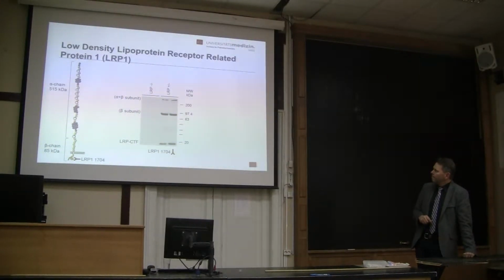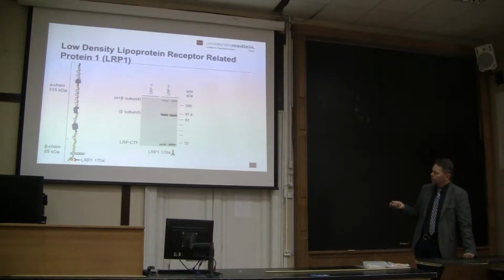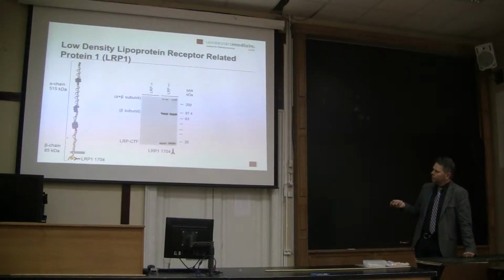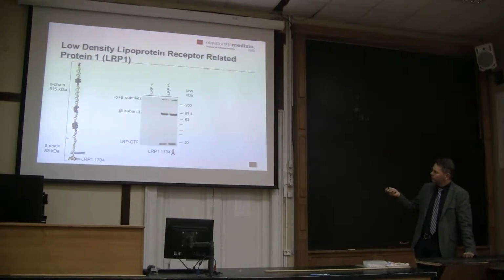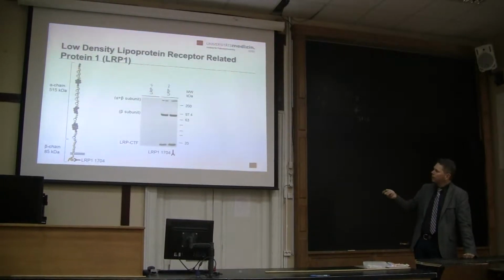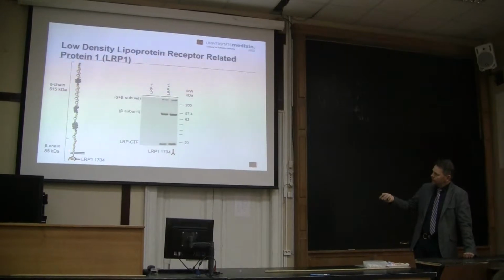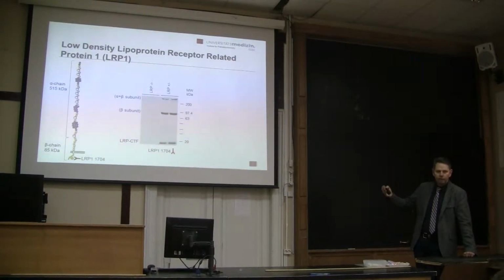When I first started to work with LRP, we generated an antibody called 1704, which was directed against the last 15 amino acids of LRP. When we do a Western blot with such an antibody, what you will see is full-length LRP. This is LRP that is still in the ER, not cleaved. Then you have light chain LRP, this one here. This is the LRP after furin cleavage.